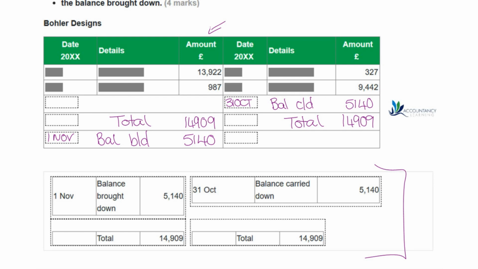So remember, when we balance accounts we find the highest of the debits or credits, then find the balancing figure, and that's your balance carried down at the end of the month and your balance brought down at the start of the next month.